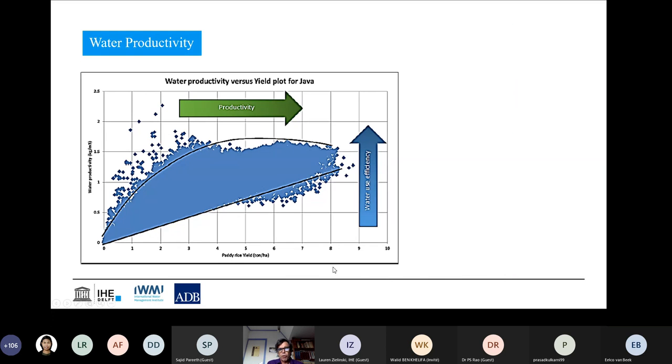Last one, if we talk about water productivity, we have very much focused on water productivity. It's part of the SDG 6.4 as well. And in this one here, you see the paddy rice production on the horizontal axis, and then the water productivity on the vertical. And you see that when we come to about 4 tons of rice, more or less in the middle, the curve flattens off.